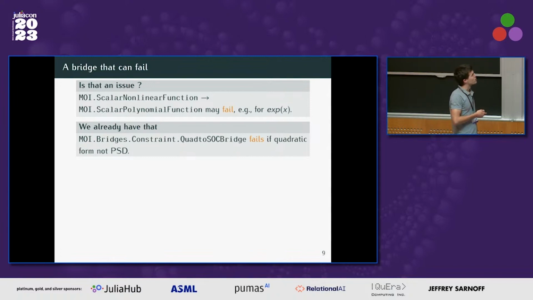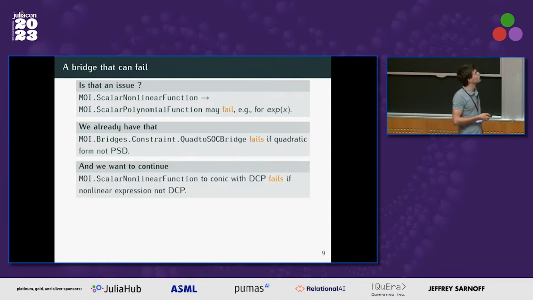And we will see few complain about that. And actually, we want to continue to do these things, because what we want to do is, when the user gives a nonlinear function to a conic solver, we want to try to do DCP. But if this nonlinear function is not DCP, it will also fail. So are we completely going the wrong way?